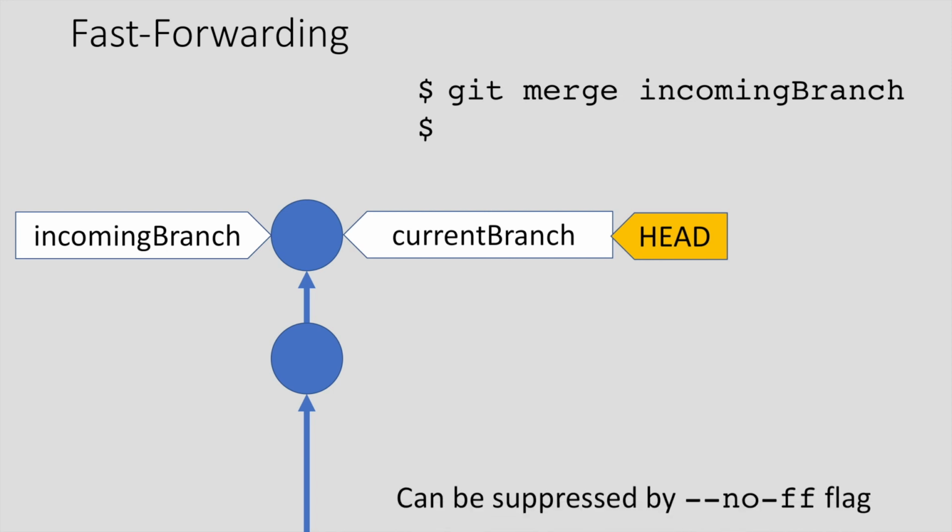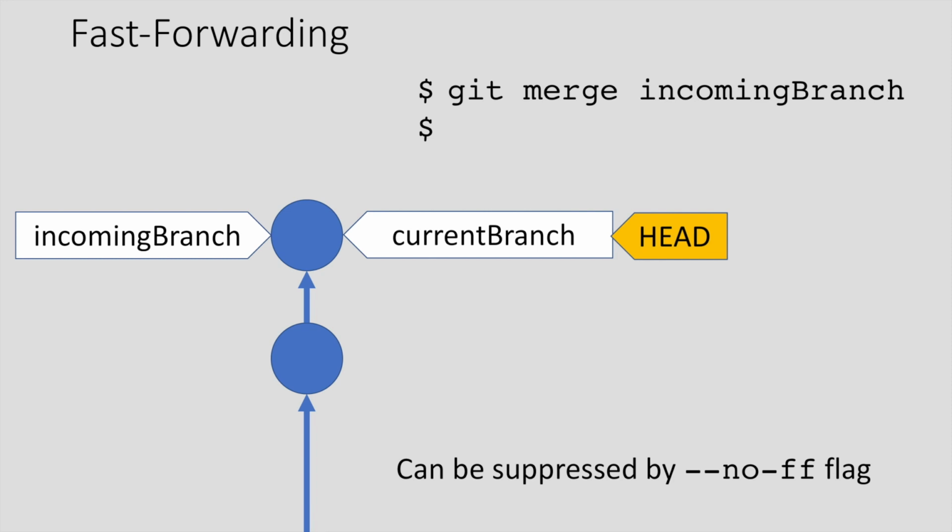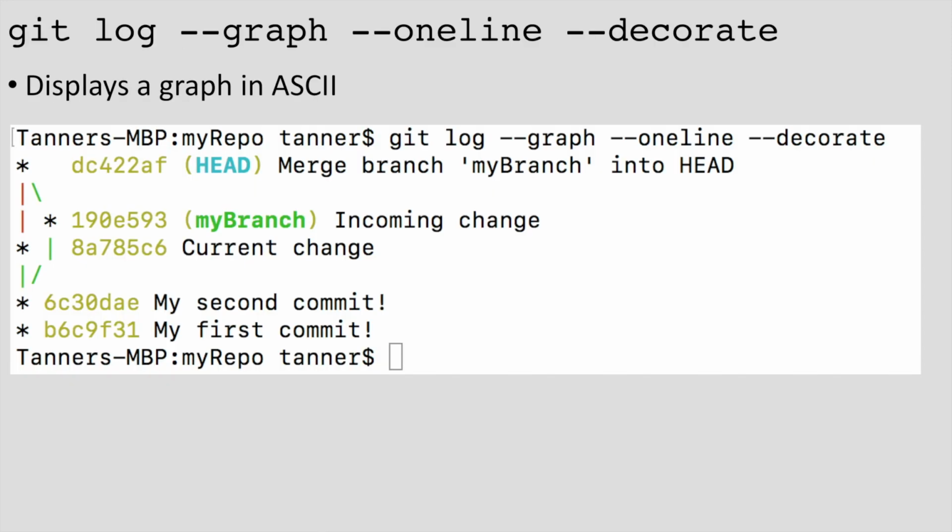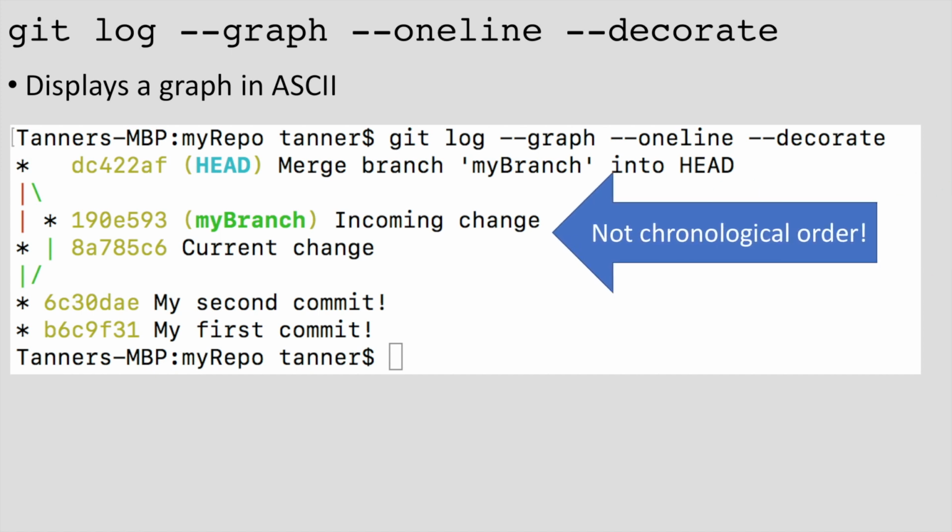This can also be suppressed by the --no-ff flag. If you put that flag in there, it will create a merge commit anyway. The command git log --graph --oneline --decorate displays a graph in ASCII, which in my opinion is extremely useful for seeing what your commit history looks like. One little warning I just discovered: those two commits are not actually in chronological order. The incoming change commit was actually made before the current change commit, and up is the forward in time direction.